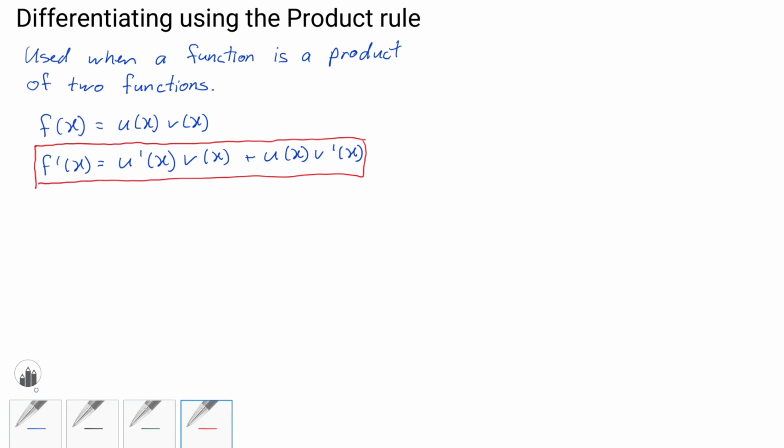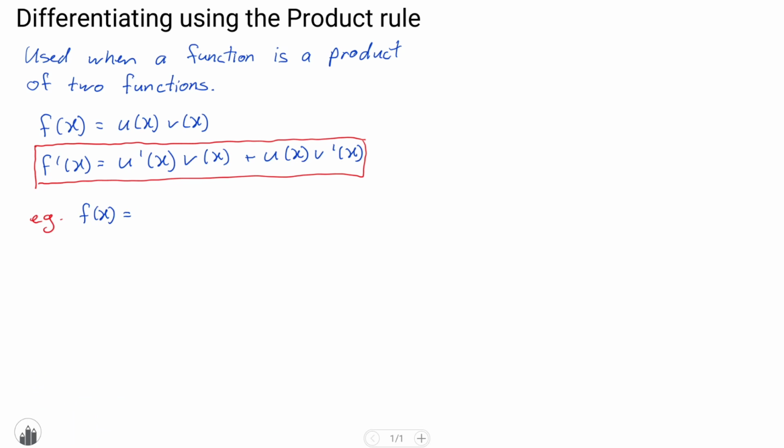Okay, so let's take a look at an example, and we're going to use an example that you don't necessarily need to use the product rule for, but I just want to show you that it works using the traditional way of differentiating and this new way as well, and we should get the same result. So we're going to look at an example, and our example is that we have some function of x, and it is defined as 2x squared times 3x minus 7.